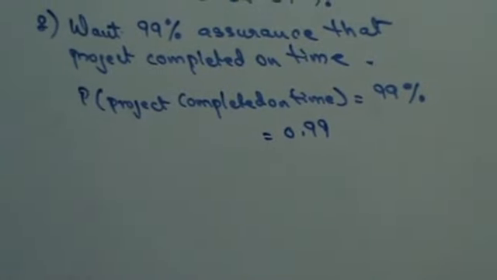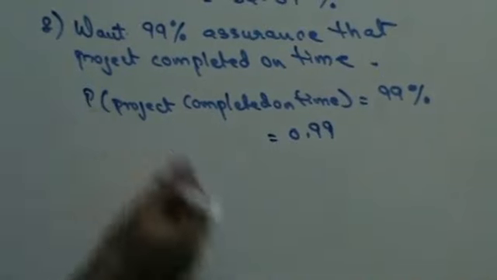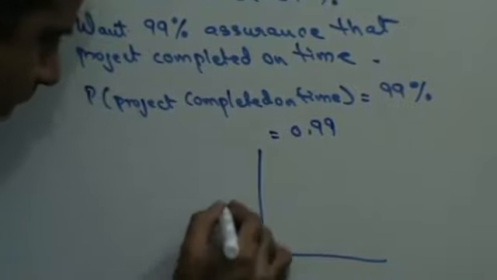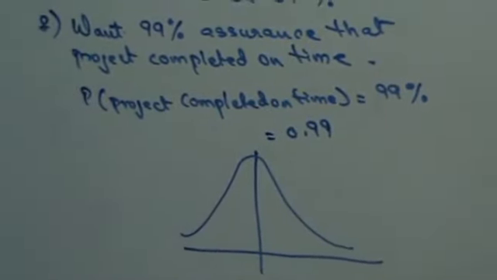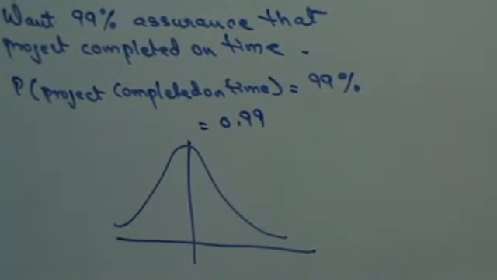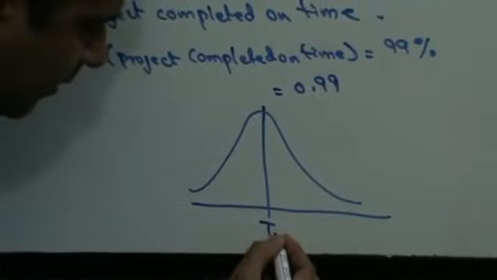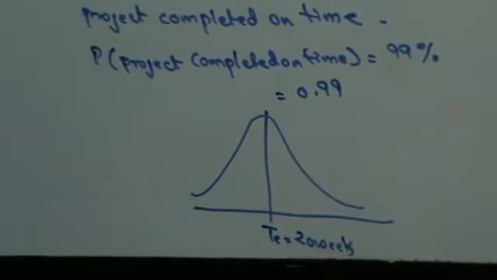What does this 0.99 indicate? It indicates the area under the curve. Let's draw the bell curve and understand this, guys. What does 0.99 indicate? It indicates the area under the bell curve. Now, this is my time TE, which is 20 weeks. My critical time is 20 weeks.